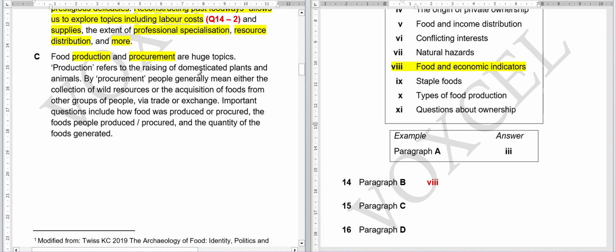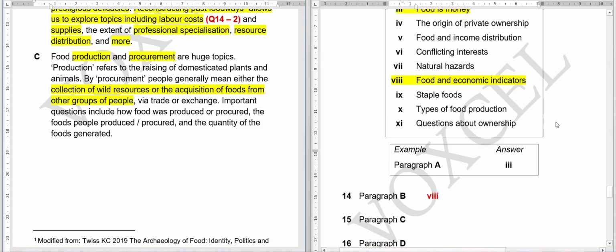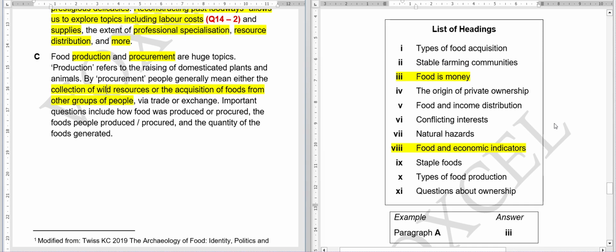Production refers to raising of domesticated plants and animals. By procurement, people generally mean either the collection of wild resources or acquisition of food from other groups of people via trade or exchange. Here they have given the definitions. Important questions include how food was produced or procured, the foods people produced and procured, and the quantity of food generated. So these are the things they were concerned about. Now you have about 10 seconds to tell me the answer for this, and your time starts now.